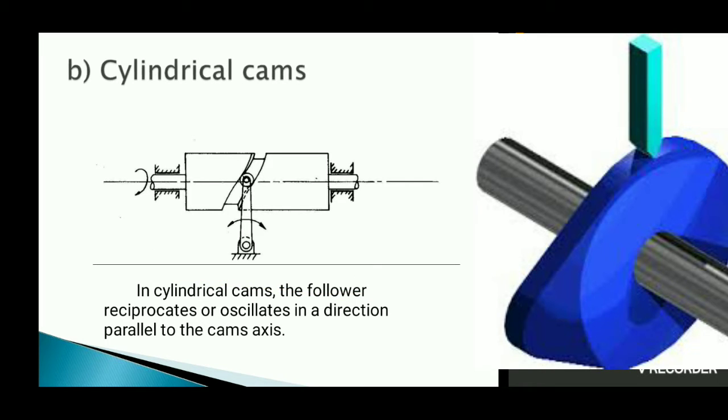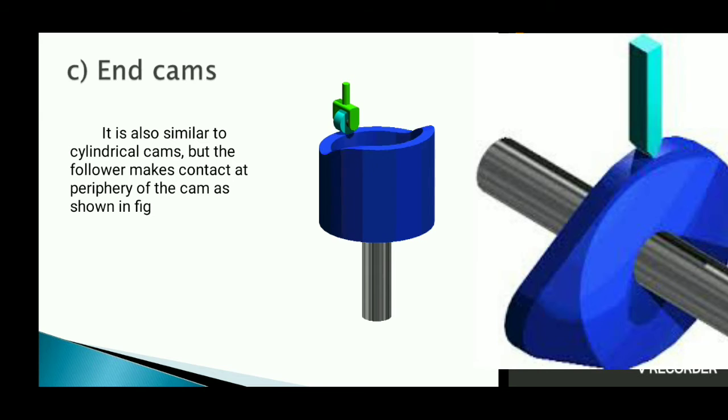Now cylindrical cams are there. In cylindrical cams, both directions will be parallel. You can see how it is oscillating and how the axis of the cam is. Both will be parallel to each other. Then it is a cylindrical cam. End cams are the same as cylindrical cam, but the only thing is it will move along the periphery. So along the periphery of the rotating device, or the cam we can call it, along the surface it is moving. That kind of cams are called end cams.